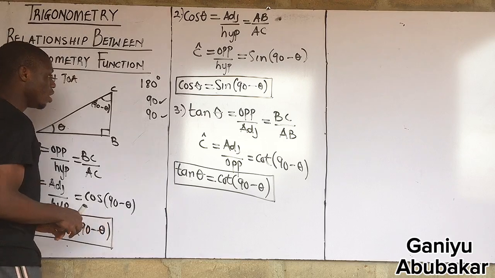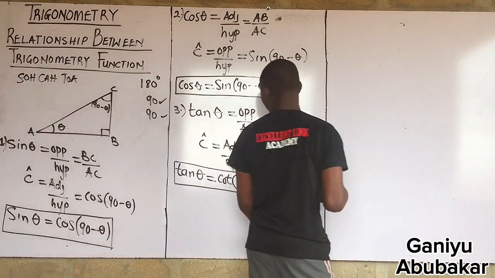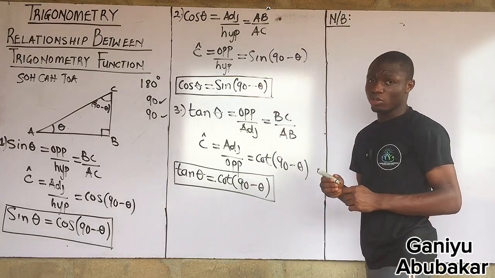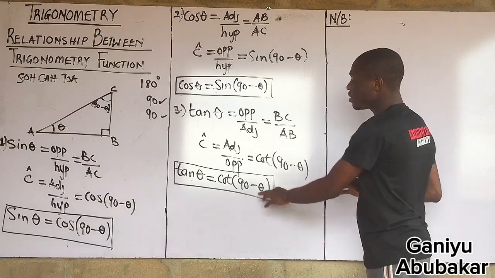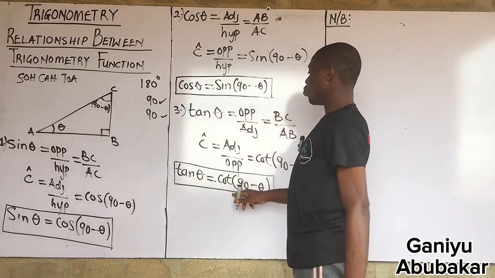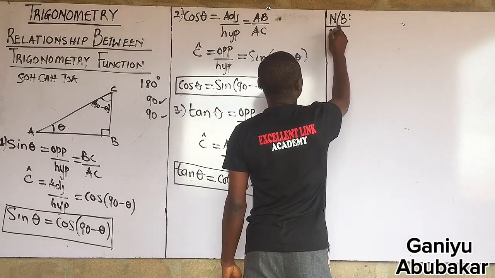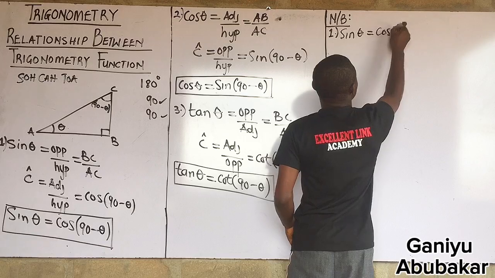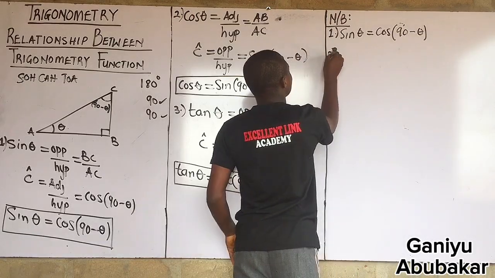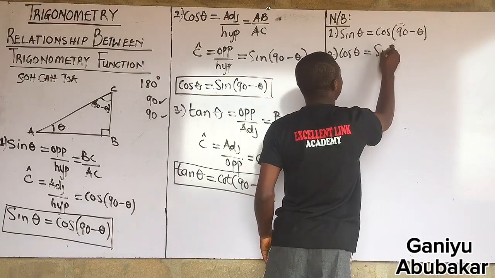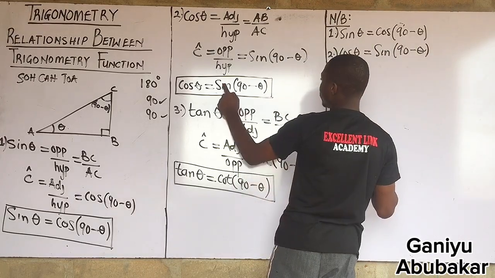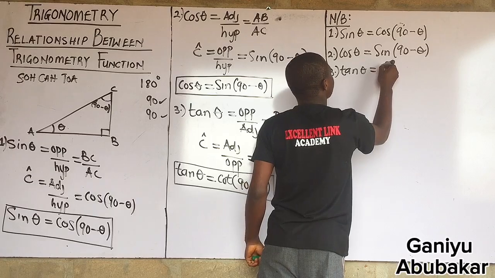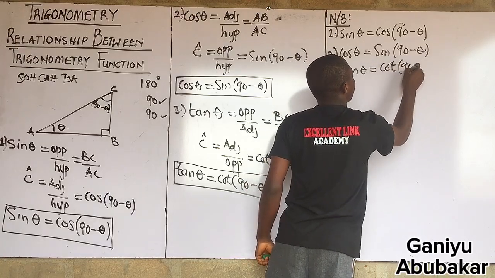What's your next task? I've given you 3 formulas here, so note the following, please. When it comes to the relationship between trigonometric functions, there are about 6 formulas. I just derived 3 for you: the first one, second one, third one. I will add 3 more. Know the following: number 1, sine theta is equal to cos of the complement angle. Number 2, cos theta is equal to sine of the complement angle. Number 3, tan theta is equal to cot of the complement angle.